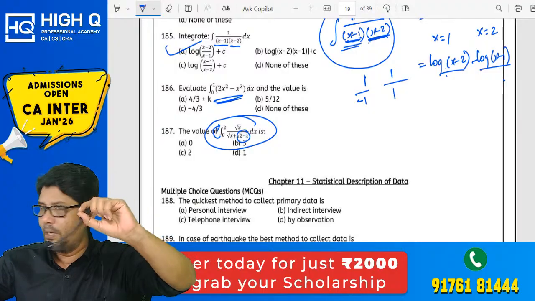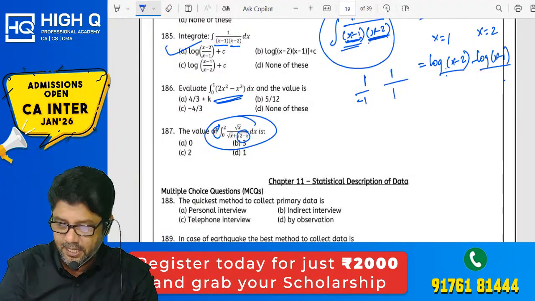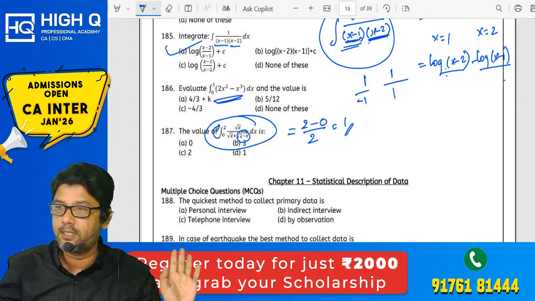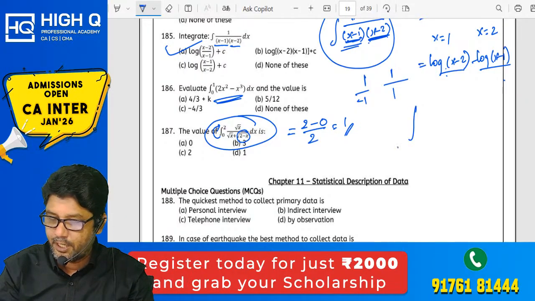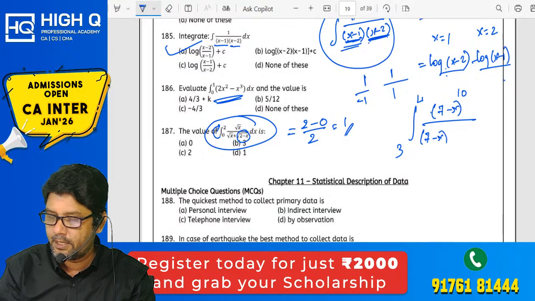That lower limit plus upper limit minus x will be there. That's it. In that case, answer directly: you write upper limit minus lower limit divided by 2 will be the answer. That's it. For example, can you give me the answer for this question? (7 minus x) whole power 10 divided by (7 minus x) whole power 10 plus x power 10 dx.